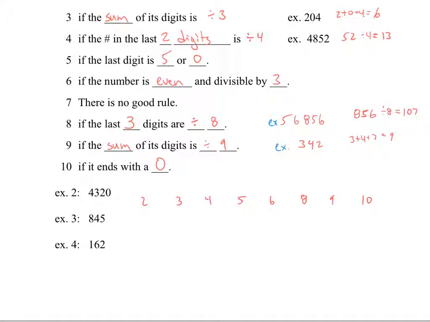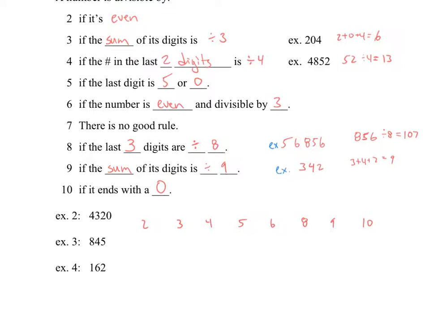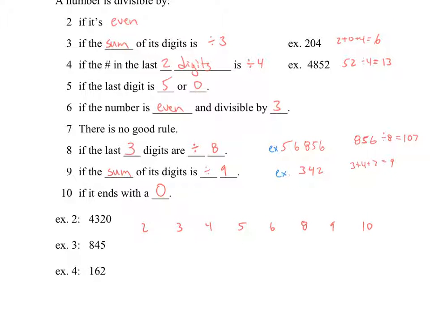4,320. So let's look at our 2 rule. Is it even? Yes, so 2 works. I'll put a little green check by 2. 3 rule. What's the 3 rule? If the sum of the digits is divisible by 3. So add up the digits: 4 plus 3 plus 2 is 9. Is 9 divisible by 3? Yes, so 3 works.